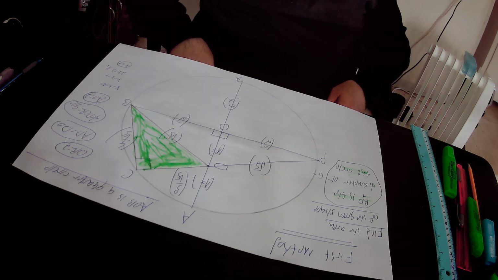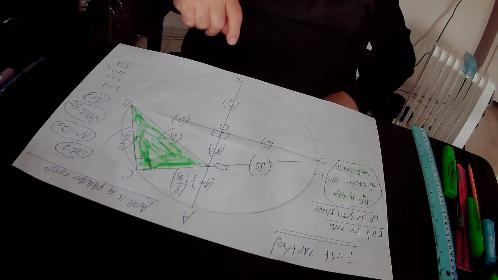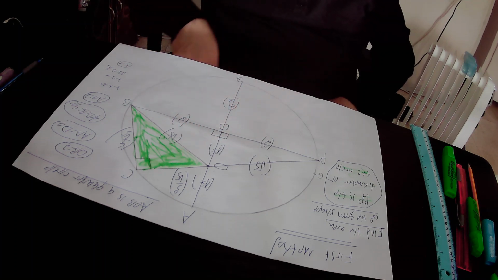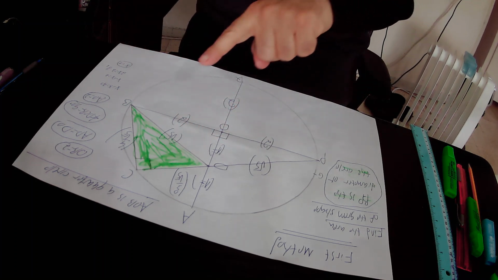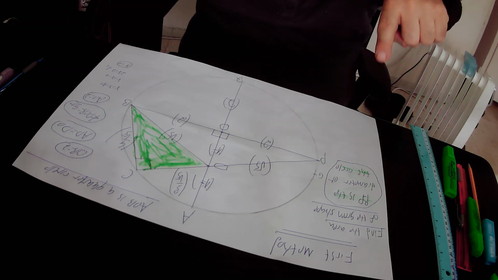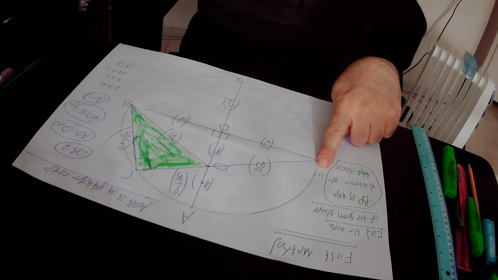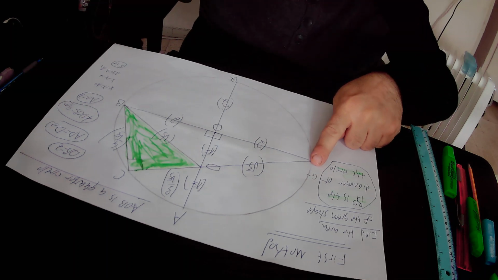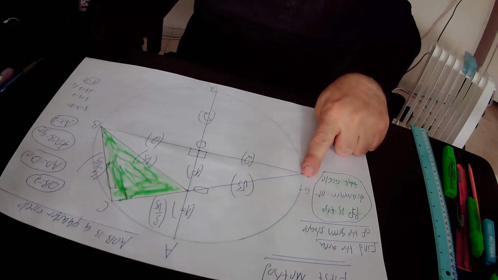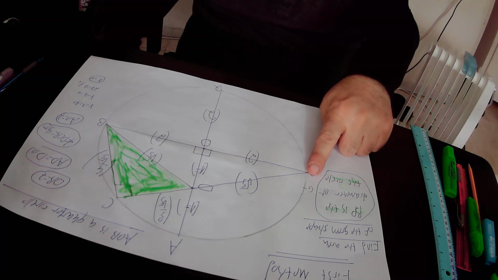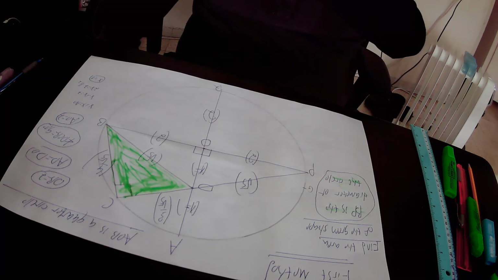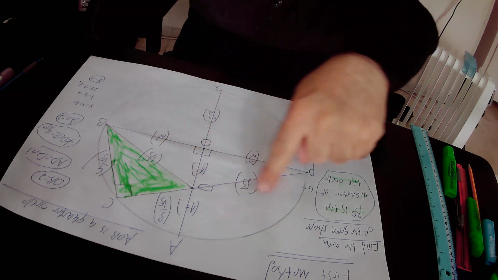Now, actually we don't know where the extended side CD will touch the circle. We'll assume that the extended side CD will touch the circle not at point P but at any other point, for example this point G. So by doing this construction we can get the peripheral angle BCG.